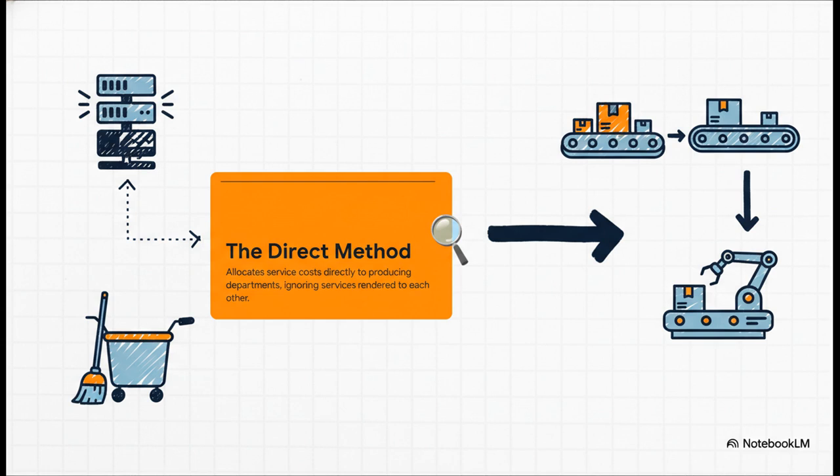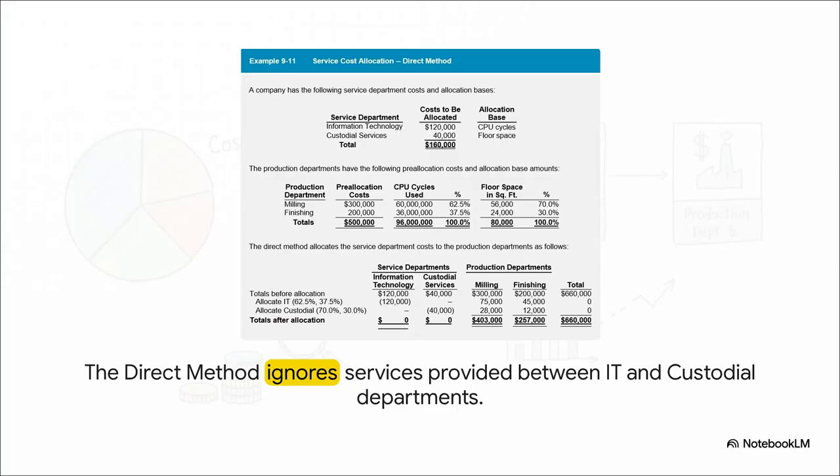Now the key here, the big catch, is what it ignores. It completely ignores any work the service departments do for each other. So if the IT team helps the custodial crew with their scheduling software, this method just pretends that never happened. And you can see that right here. That $120,000 from IT and the $40,000 from custodial services, they go straight to milling and finishing, the production departments. You'll notice there are no arrows, no connection at all between IT and custodial. It's clean, it's simple, but it's definitely not the full story.